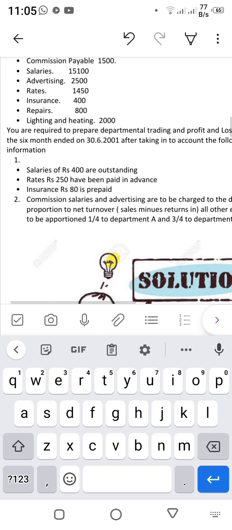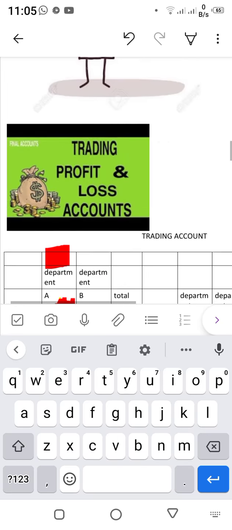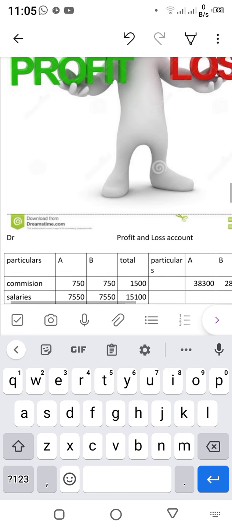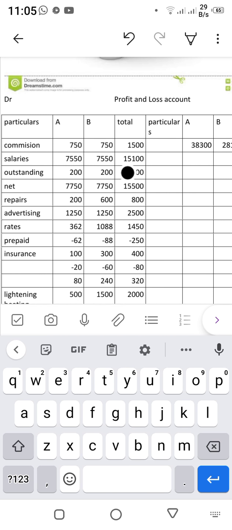And what is it? Salaries of 400 are outstanding. Salaries of 400 are outstanding means we have to pay, so we have to add that amount. We will distribute that outstanding salary equally because we already know that salaries will be distributed equally. So we will distribute that outstanding equally, and you don't have to make a separate column for these outstandings. It will be written in the departments respectively.